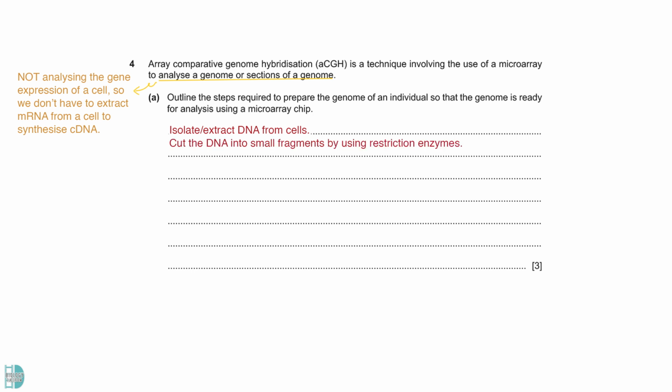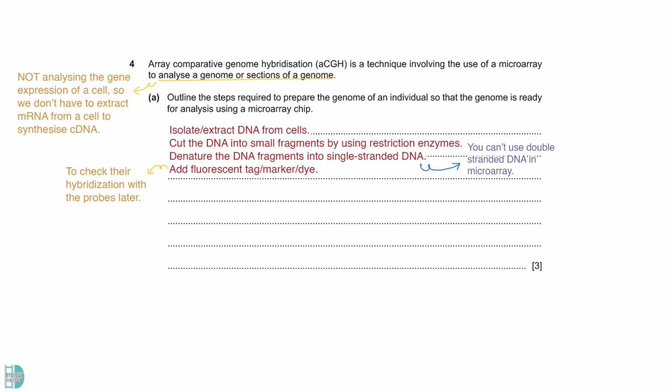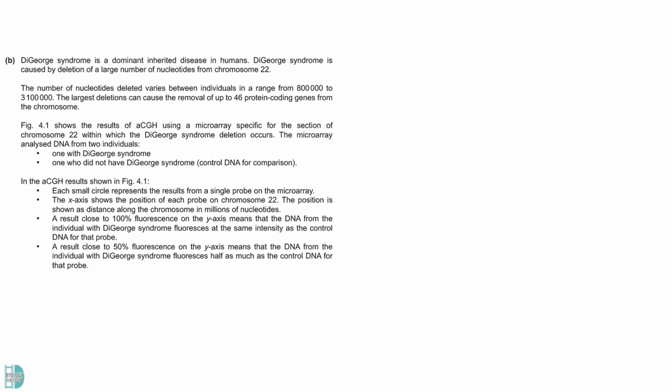Cut the DNA into small fragments using restriction enzymes. Then, denature them into single-stranded DNA. Bear in mind that we always use single-stranded fragments in microarray. We must also add fluorescent tags or marker or dye to check the hybridization with the probes later. You don't have to describe the subsequent procedures, as the question only asks you to describe the preparation of the genome.